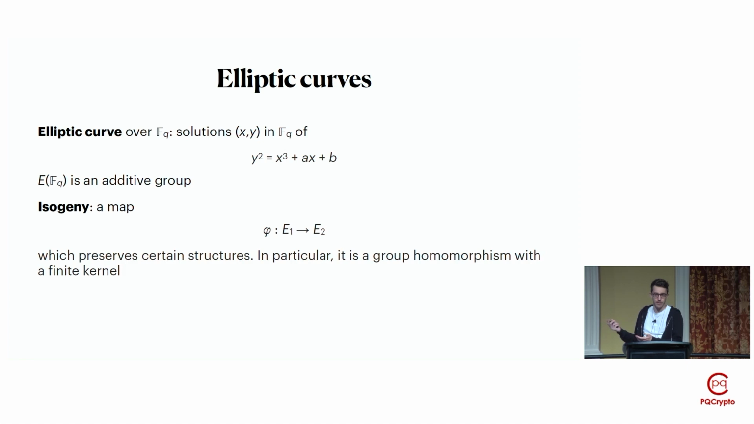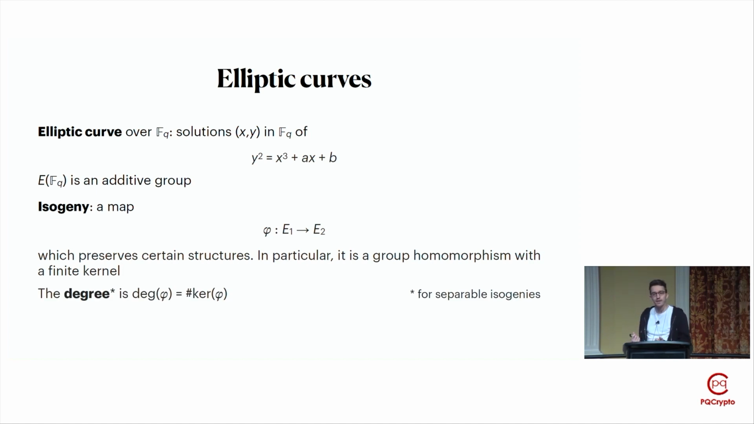Also, they always have a finite kernel, which sounds trivial if I'm saying that we're working over a finite field, we expect everything to be finite. When I said it has finite kernel, I mean that even if you're looking at solutions of this equation over the algebraic closure, which is infinite, the kernel is still finite. And this number, we call it the degree. The degree of an isogeny is the size of the kernel.